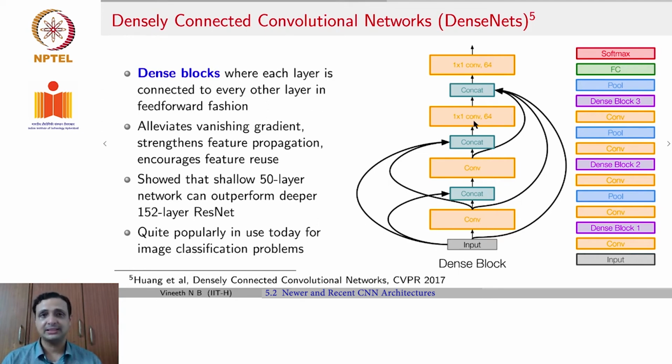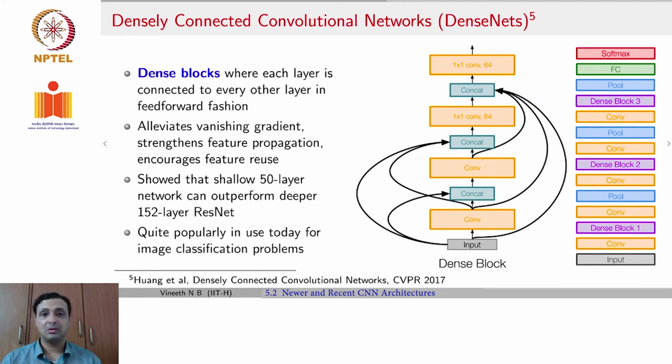Remember, in ResNets, you had identity connections only periodically after every residual block. But in a dense net, within a dense block, you have identity connections from every layer to every other layer. You also call them skip connections. These connections that take you from one layer to another layer are called identity connections because the weight on that connection is identity. They are also called skip connections because you're skipping a few layers in between and going straight away to a later layer.